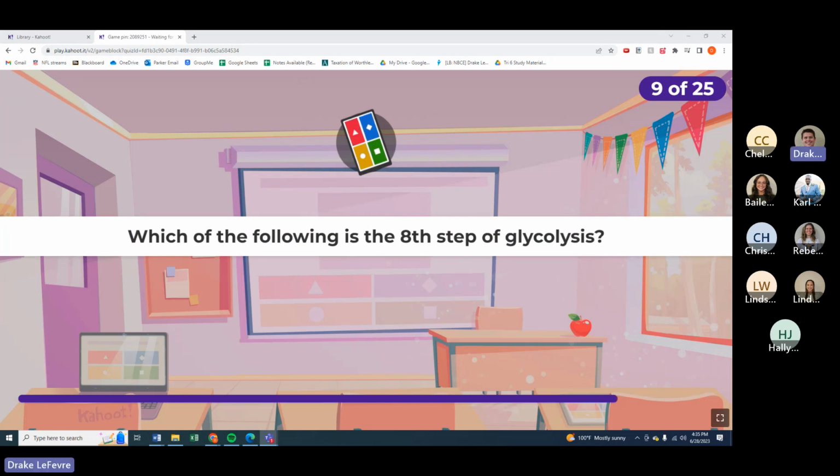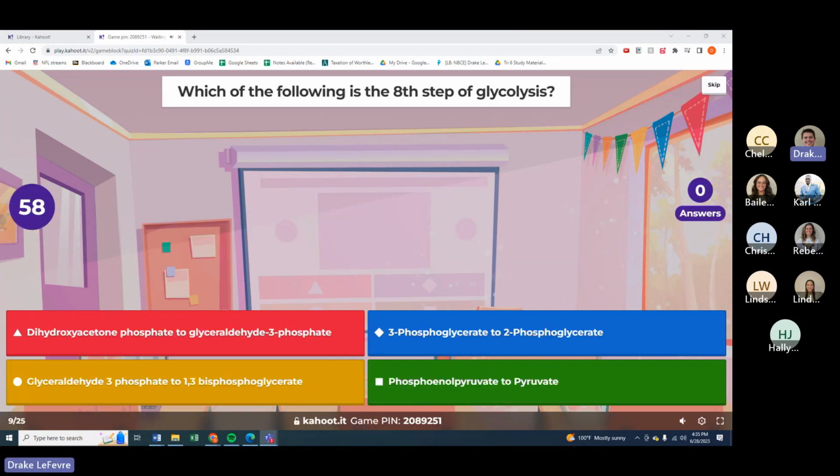Which of the following is the 8th step of glycolysis? This one's a little bit mean, but you will have questions similar to this on the exam. Once the time runs out, we'll talk about how we can go about answering this type of question if we realistically have no idea.